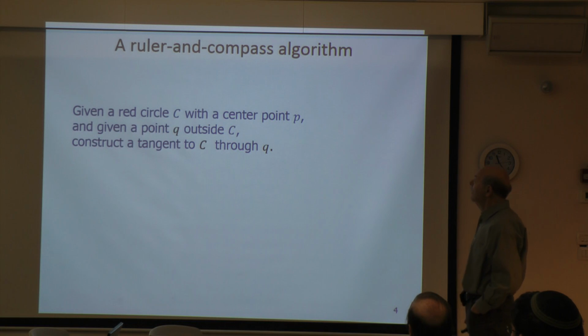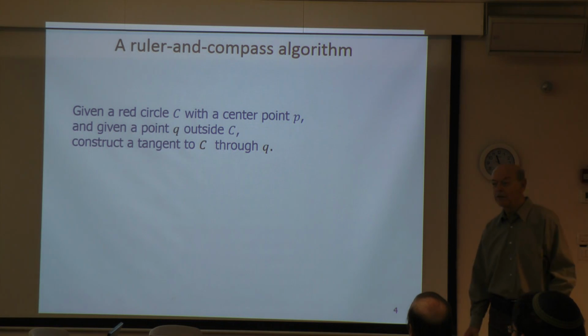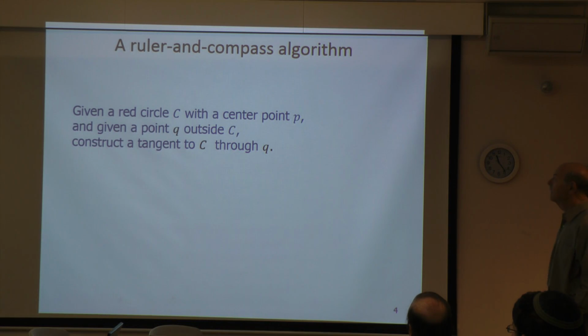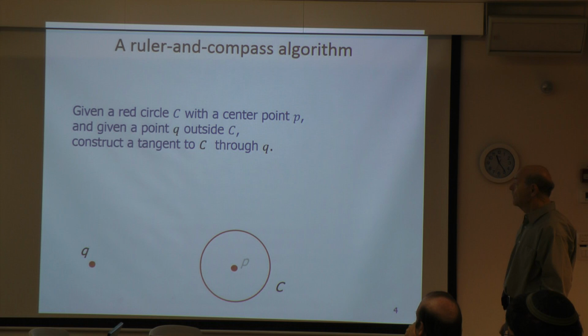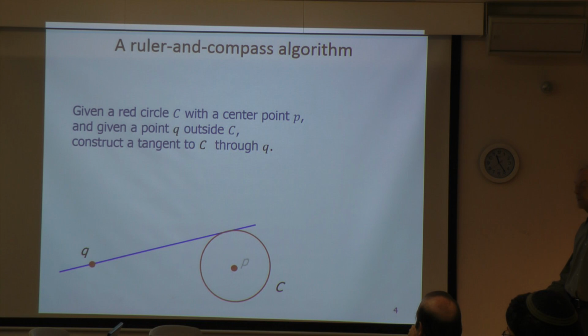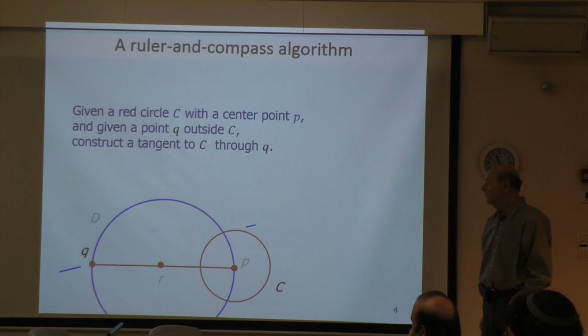Okay, here is another algorithm, of the kind that people studied for centuries, also from ancient Greece, a ruler and compass algorithm. You have a red circle C with a center point P. There's another point Q out there, and you want to find a tangent to C through Q. There is a standard construction. This line, you halve it, draw the circle, find this point, and make a tangent.